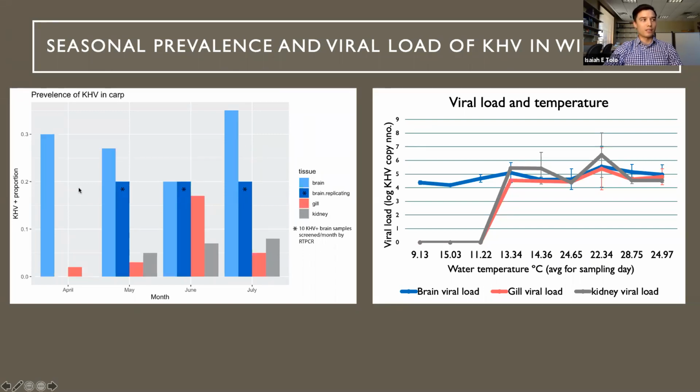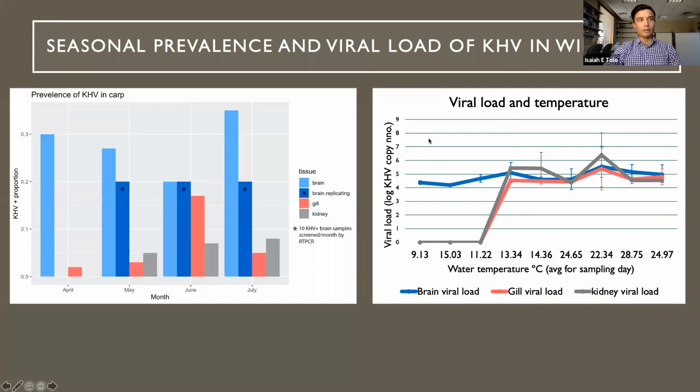And what's interesting is that you can see that KHV seems to just kind of hang out in the brain. It's even there when there's no replication occurring. And it's also there when there's no other tissues that are positive for KHV. But those other tissues seem to become positive for KHV later in the summer, so May, June, and July, with gills spiking in June, which means that's probably when most of the shedding is occurring, which makes sense because that's during the spawn.